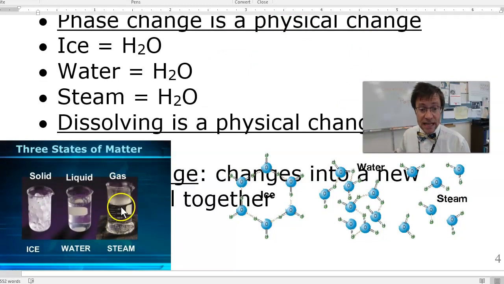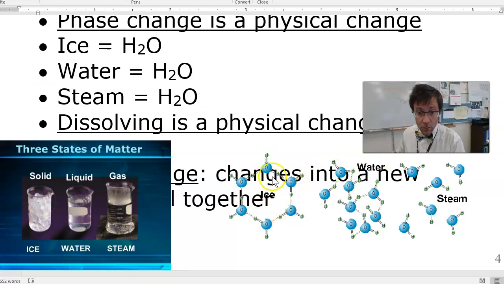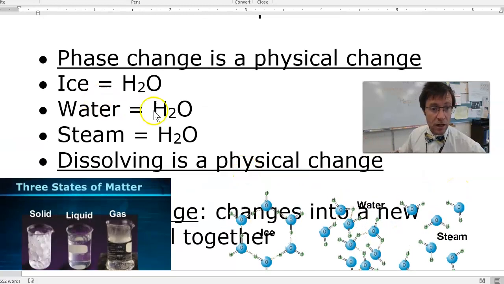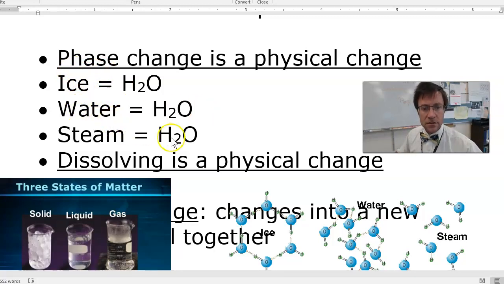Solid, liquid, gas: the particles are held together in a solid. This is what a liquid looks like, where they're still kind of held together. And then the gas, they're all over the place, totally separate. So phase change is a physical change. Ice is water. Water is water. Steam is water.